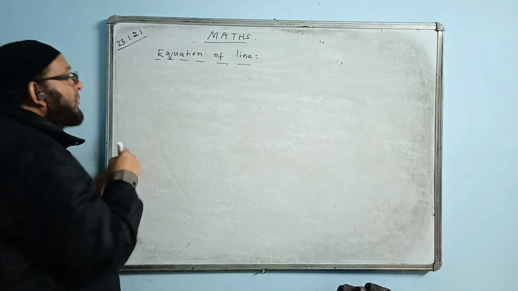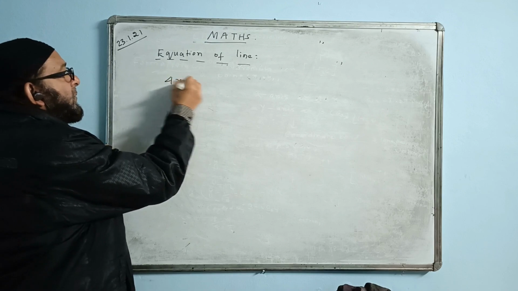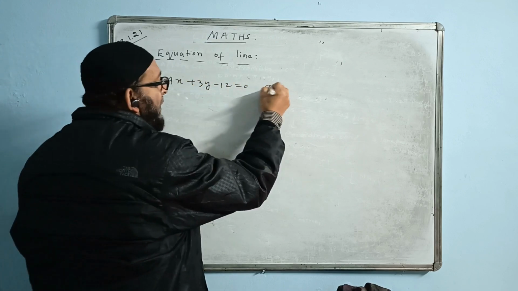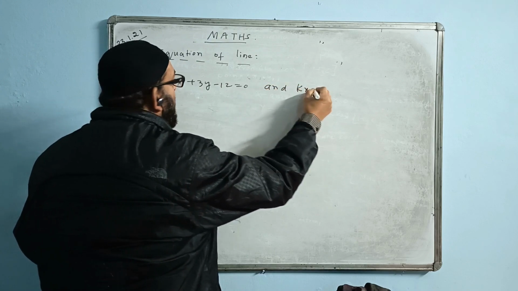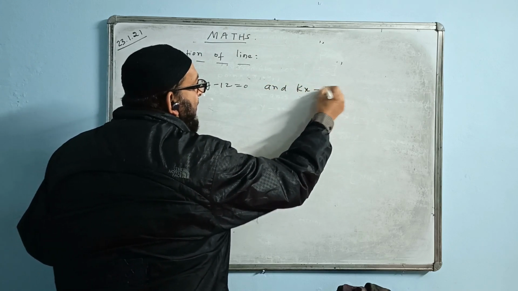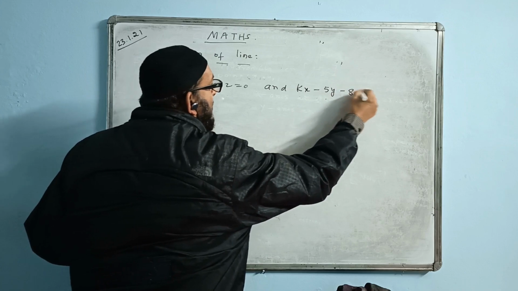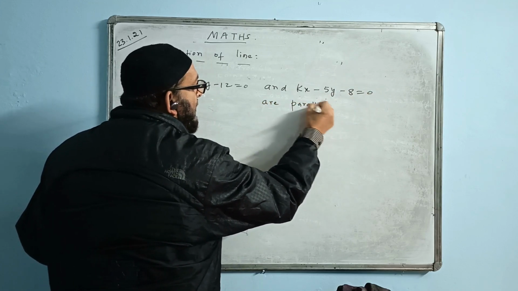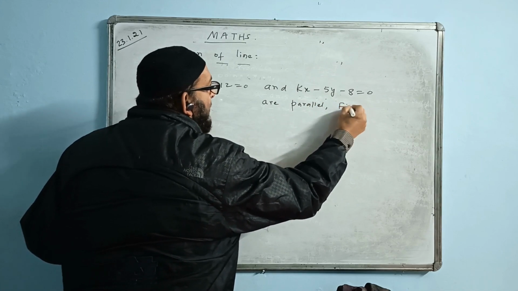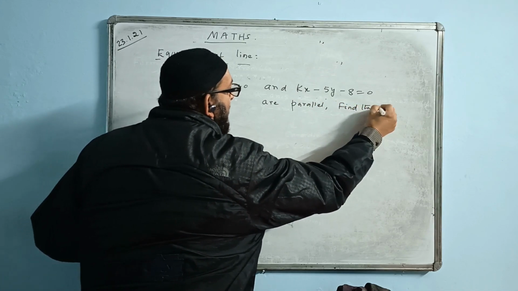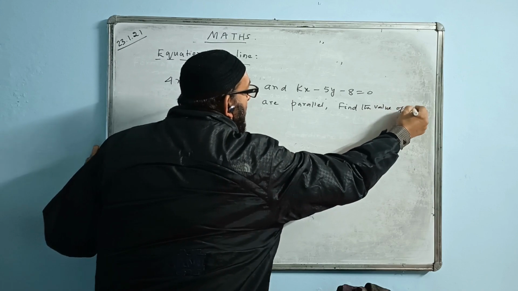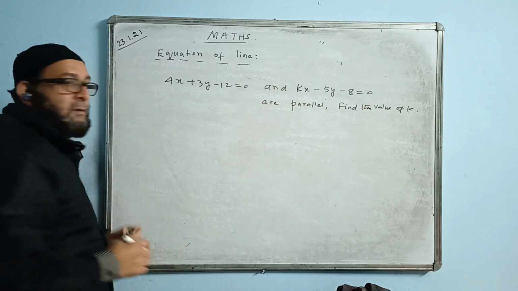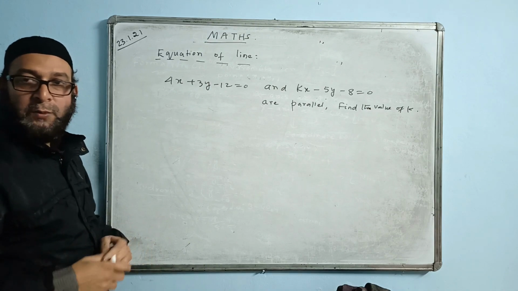Sometimes the question says, suppose the lines 4x plus 3y minus 12 equal to 0 and kx minus 5y minus 8 equal to 0 are parallel. Find the value of k. The clue given is that these two lines are parallel. So when the lines are parallel, slopes are equal.